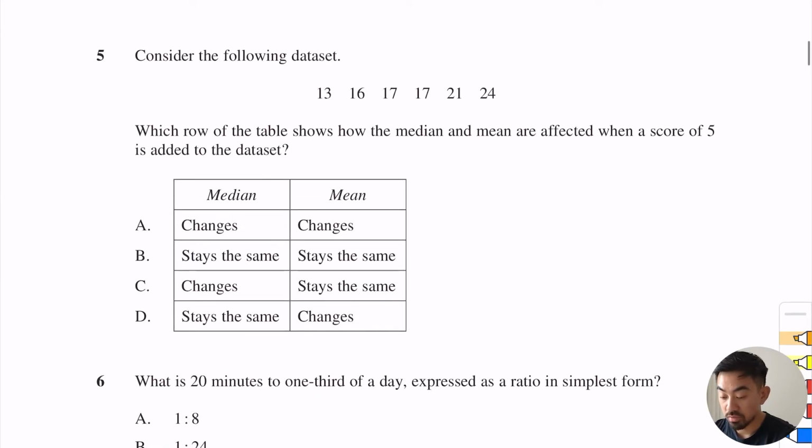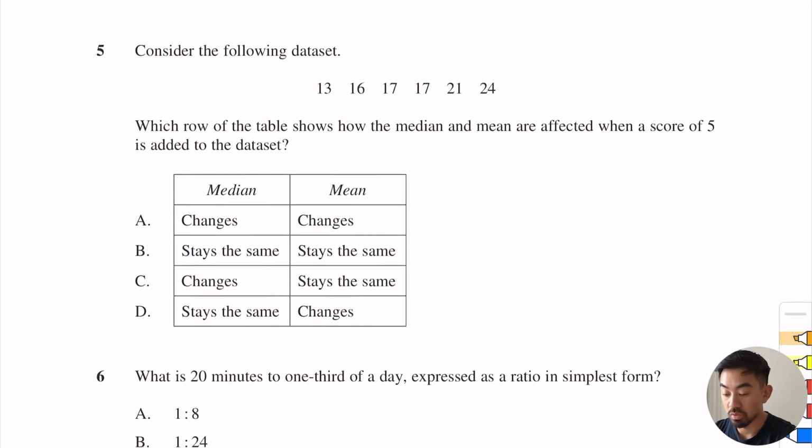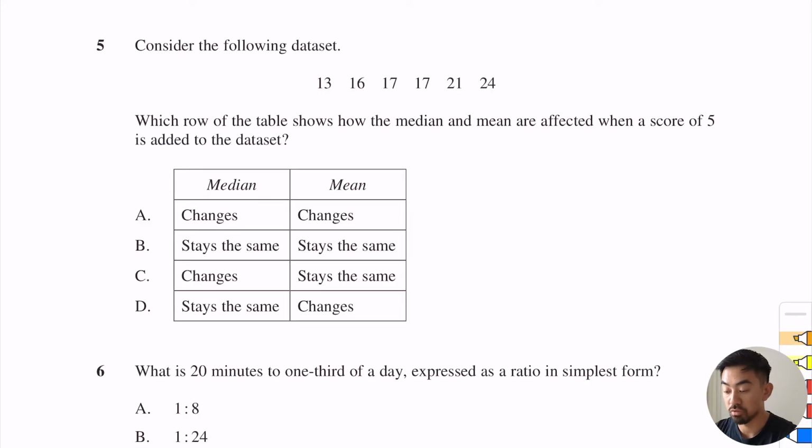Okay, moving on. Question 5. Consider the following data set. Which row of the table shows how the median and mean are affected when a score of 5 is added to the data set? Okay, so we've got 4 options here, and each one talks about whether median either changes or doesn't, and same with the mean. So let's start with the mean first, because I think that's the most straightforward one. So mean is just average. Now, if I add 5 to the data set, that is obviously going to bring the average of that data set down. So if you want to put it into context, let's say these are exam results, and someone new has done the test and scored 5, hopefully not you, and that will bring the average down. So the mean is going to change.